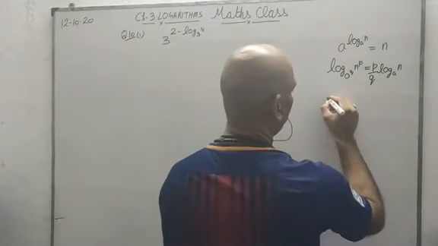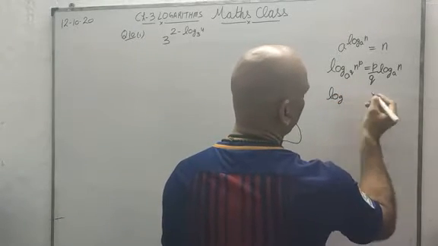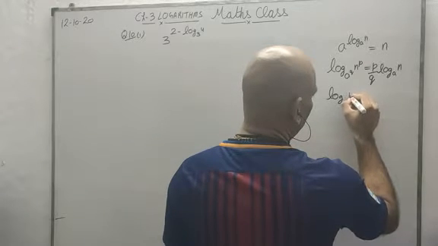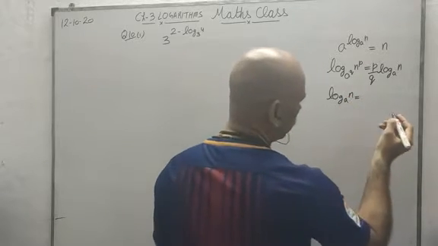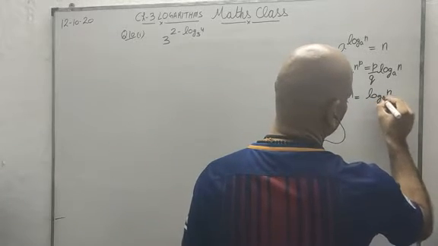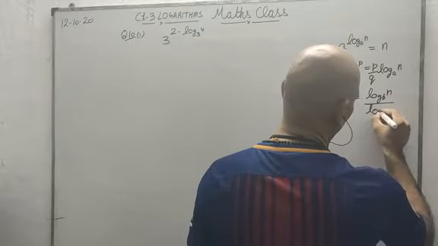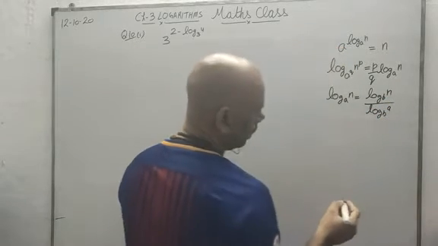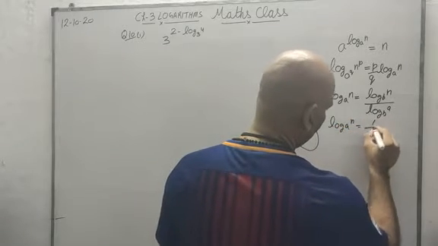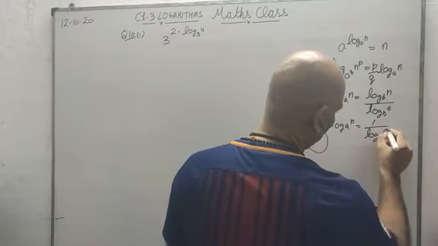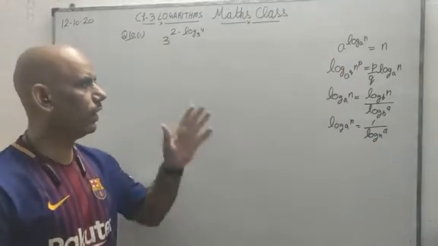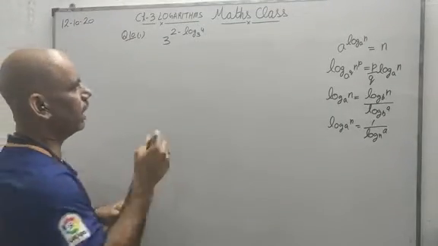Another one which we will be using is log n base a, which we can write as log n base b upon log a base b. We can also write log n base a as 1 upon log a base n. These are certain properties that will be used very often now. Let us solve this question with the help of these.